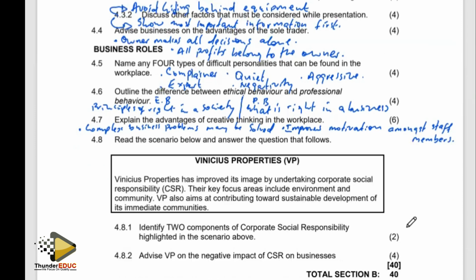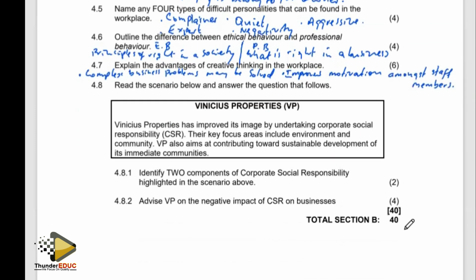Okay, right. So now let's check out 4.8. So 4.8 reads as follows. Vinicius Properties. Vinicius Properties has improved its image by undertaking corporate social responsibility. So their key focus areas include environment and community. So now VP also aims at contributing toward sustainable development of its immediate communities. So now 4.8.1 reads as follows. Identify two components of corporate social responsibility highlighted in the scenario above. So now this is nothing but environment.